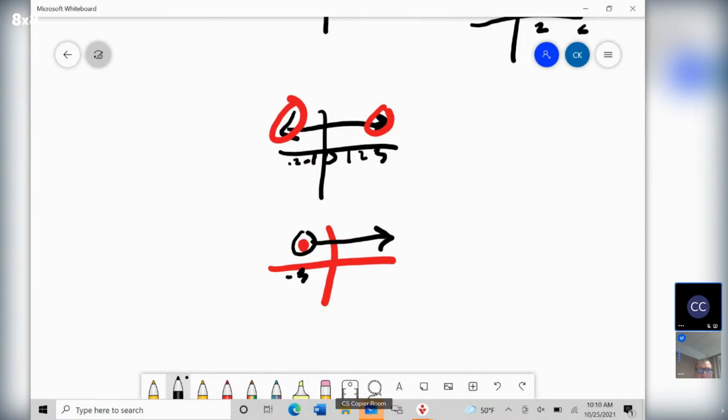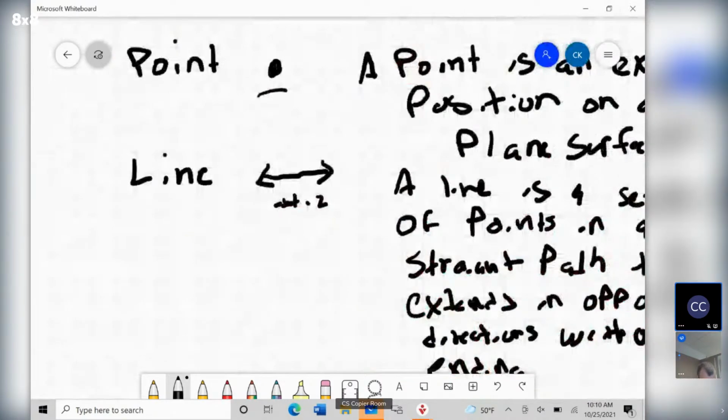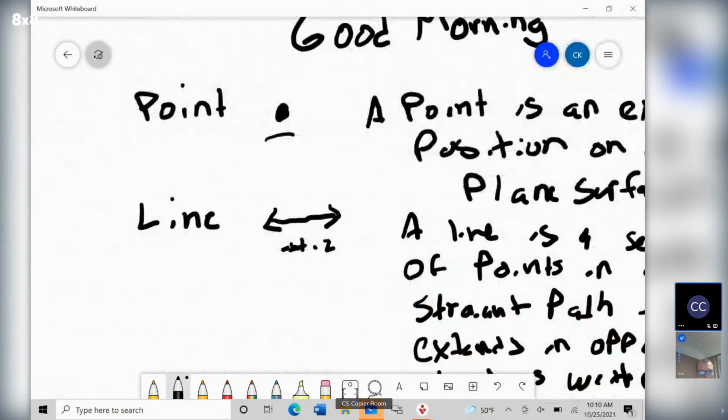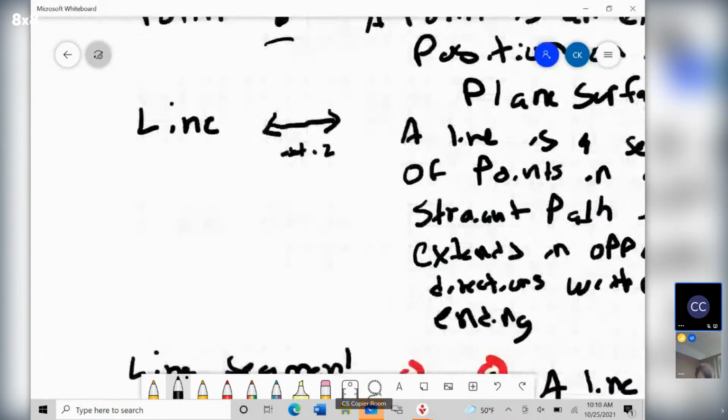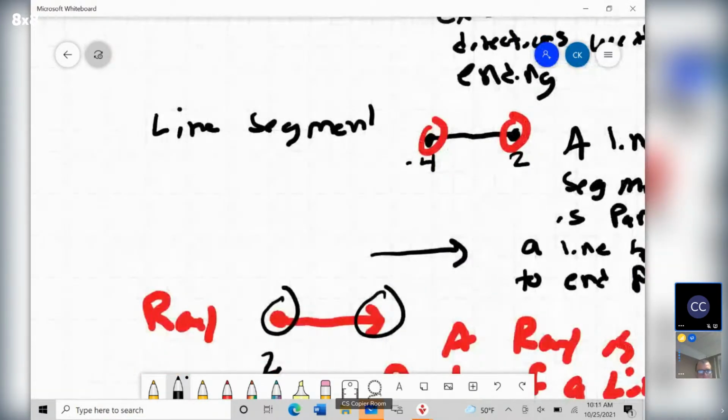You want to look for a point, because a point's going to give you a definite exact position. And then with the line, you're going to see those two arrows. If we go up here, it's going to go on forever. Okay. And then a line segment is a portion of a line because it's got 2 points. So it's a definite starting point and a definite ending point. And the ray is kind of a combination. It has a starting or ending point, and then it goes on forever in one direction.